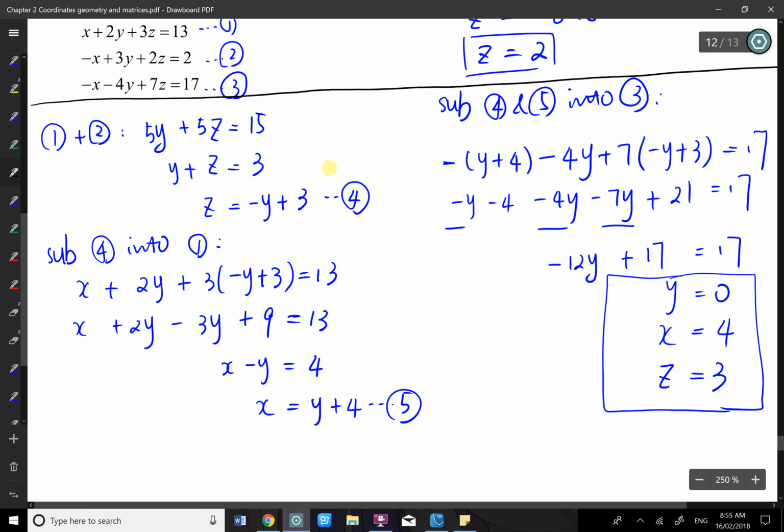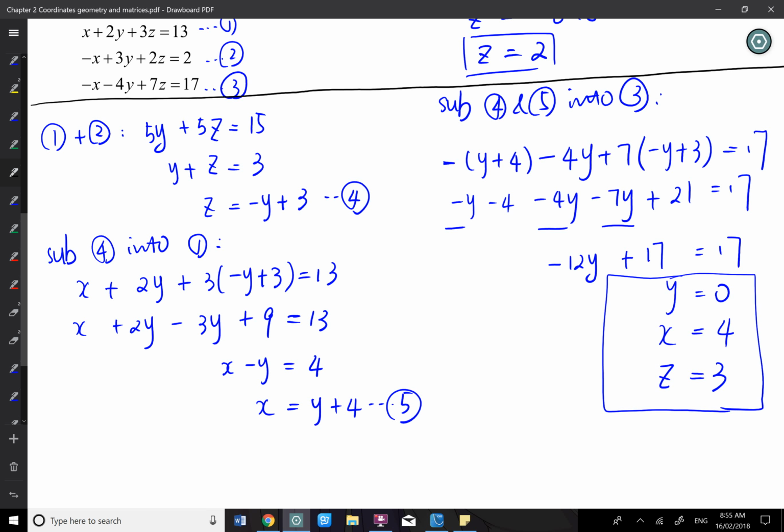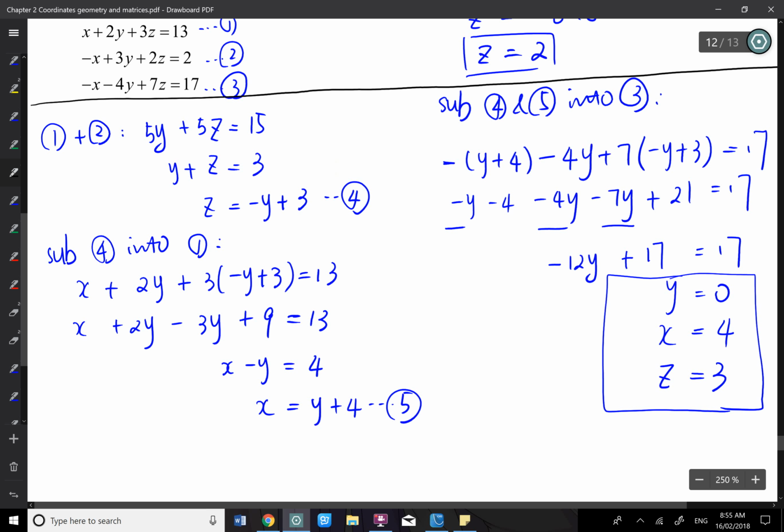So I have minus bracket y plus 4, minus 4y, plus 7z, z is minus y plus 3, equals 17. Expand the bracket, rearrange it, and what you have is y equals 0, because it's minus 12y plus 17 equals 17. Your y is just 0. So x is 4 and z is 3. That's how we solve for it.